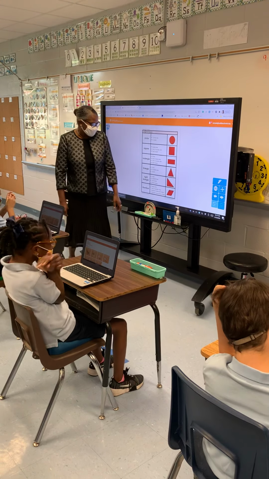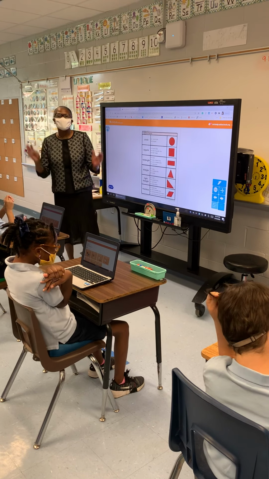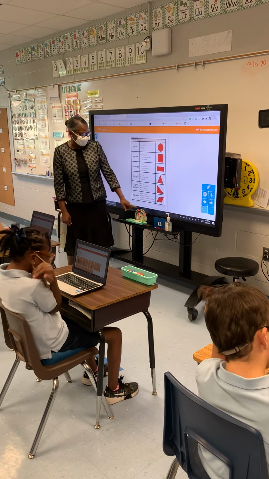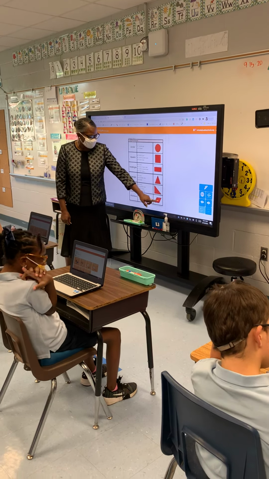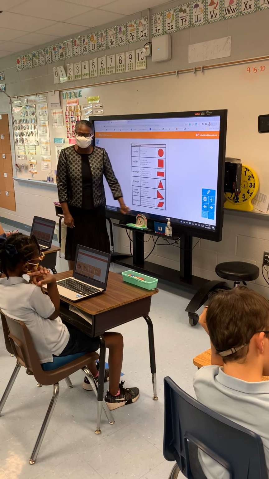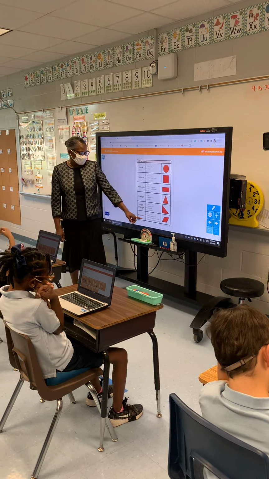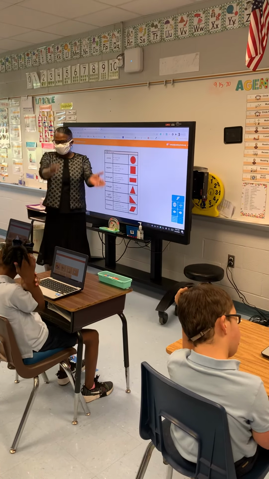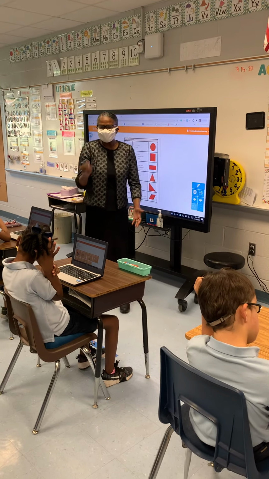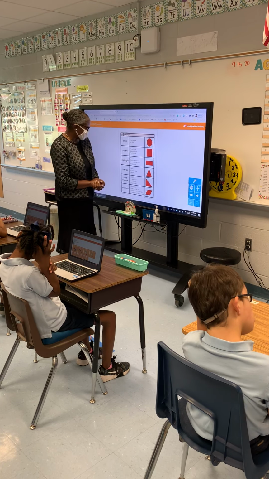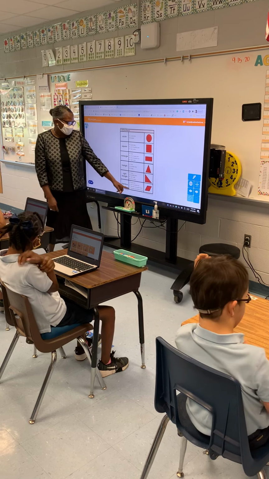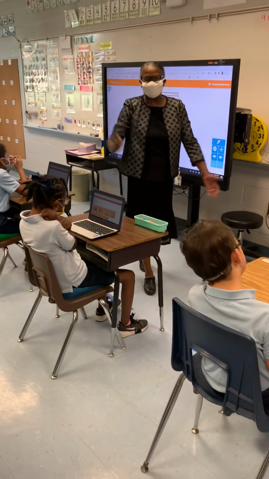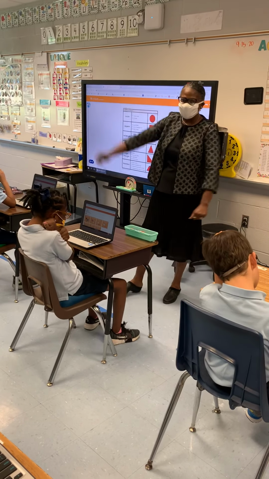And then we have the rhombus. The rhombus has 4 equal sides, 2 sets of parallel sides, here and here, and then the other 2 sets are there. Then we have 2 opposite acute angles. Again, the acute angles are the little bitty, cute little angles. And then we have 2 opposite obtuse. The obtuse angles are the big angles.